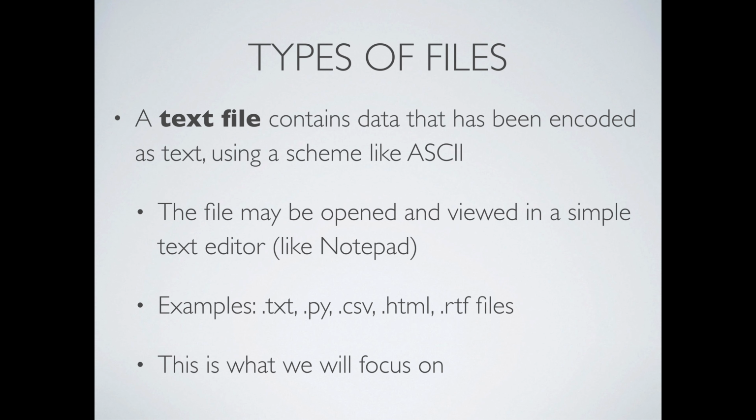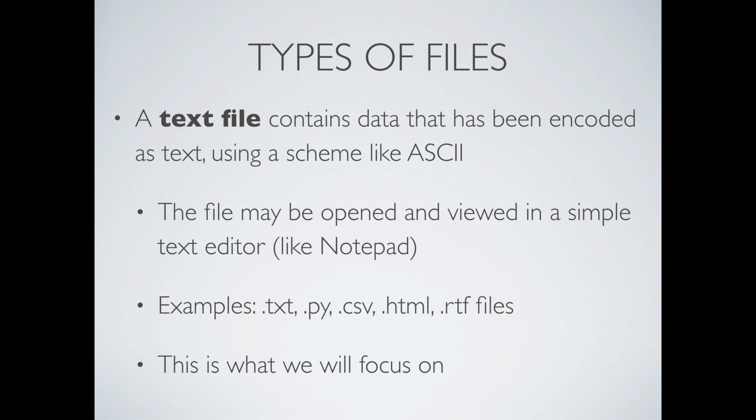So a text file is a file that contains data that looks like text. It's using some sort of encoding scheme that is like ASCII, where you can actually understand what the text is. So the key characteristic of a text file is that you can open it with a simple text editor. Now when I say simple text editor, I mean one of those that has no flashy buttons. So something really simple like Notepad or TextEdit or WordPad, one of those really simple programs.